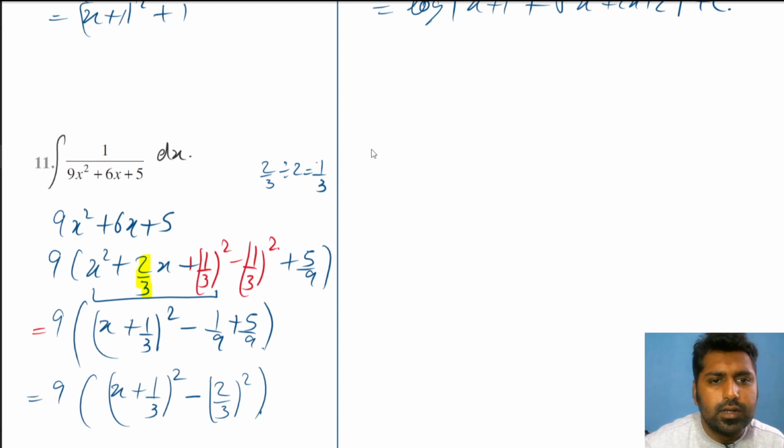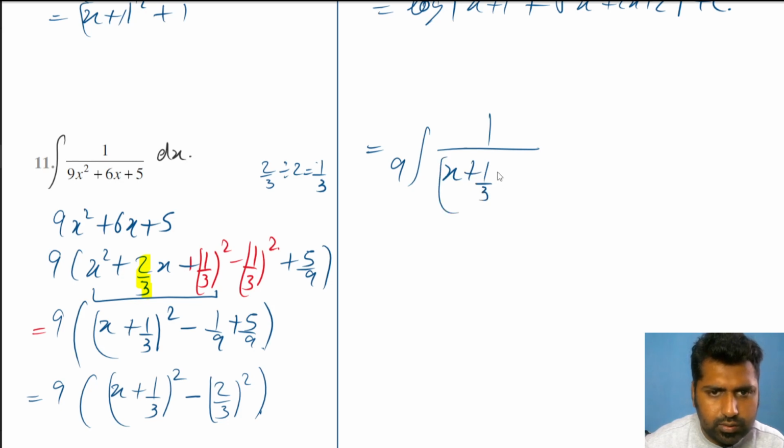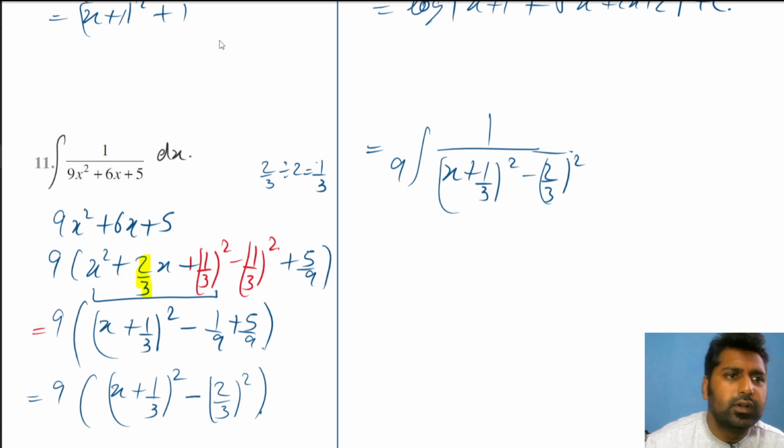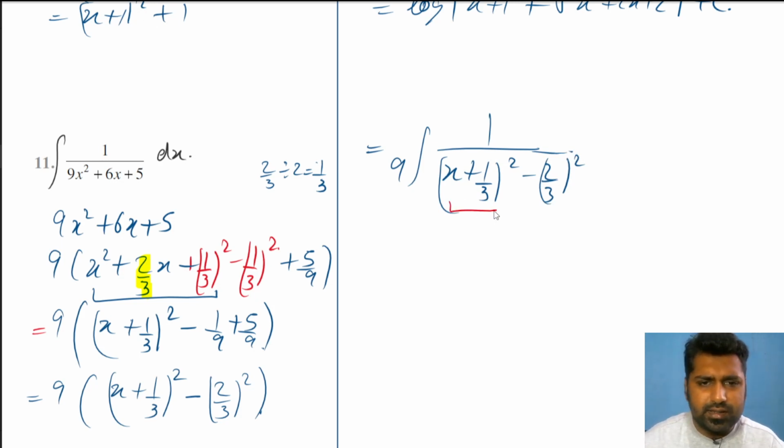Look at this. So this integration now becomes integration 1 upon 9 is common. So let's take it outside the integration itself. 1 by 9 is common. Now you have x plus 1 by 3 whole square minus 2 by 3 whole square. The making perfect square is a lengthy step slightly, but rest everything is pretty simple.